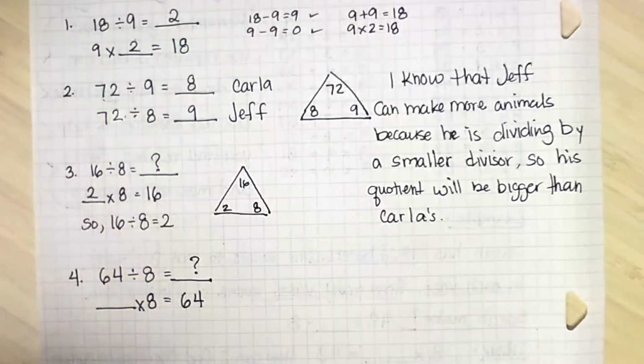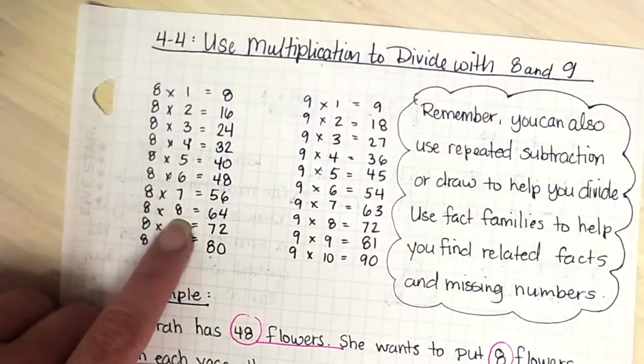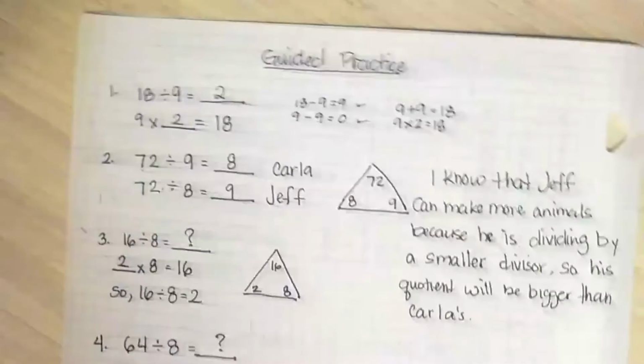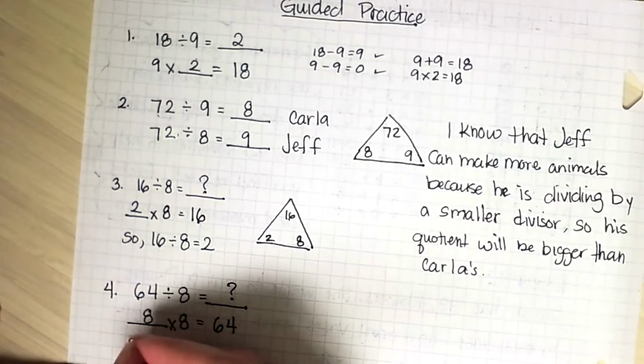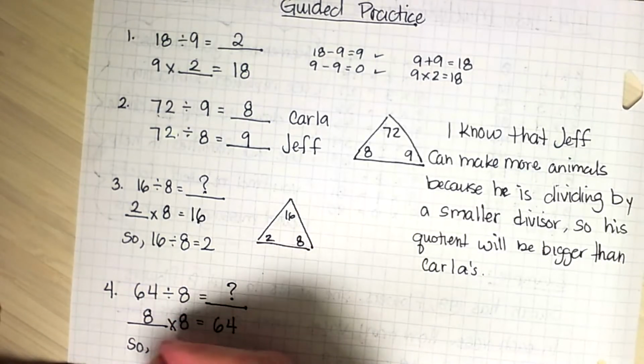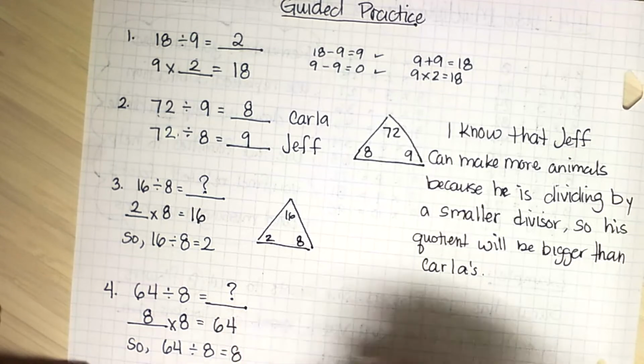Now I can go back and look at my facts if I'm not sure. I can use repeated subtraction. I can draw a bar diagram. So we know that 8 times 8 is equal to 64. So we know that 64 divided by 8 is equal to 8.